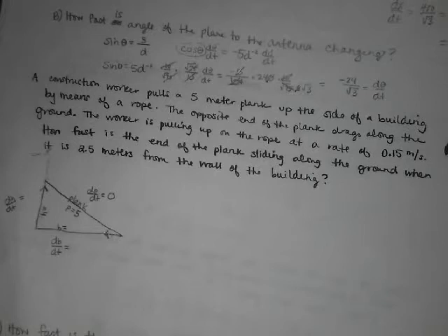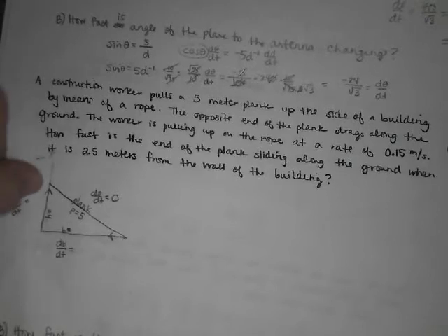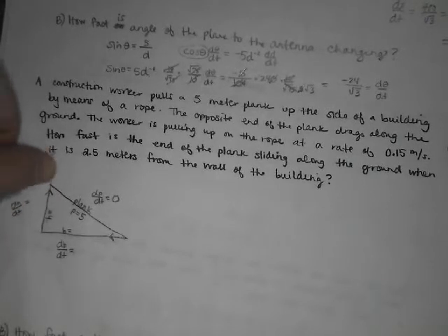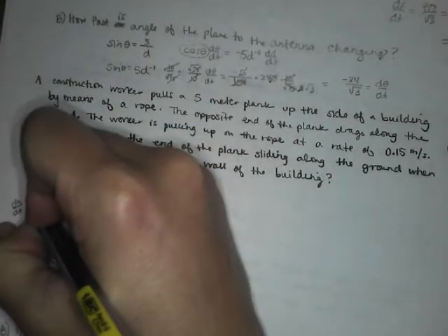When they tell us that the worker is pulling up on the rope at a rate of 0.15 meters per second, what is that? The dB/dt. I don't think so. Bryce is shaking his head no. I think it's the dH/dt. He's pulling up on the rope at that rate. So the rope is attached to the end of the plank, I would assume, since he's standing on a roof pulling this thing up. So this is 0.15.